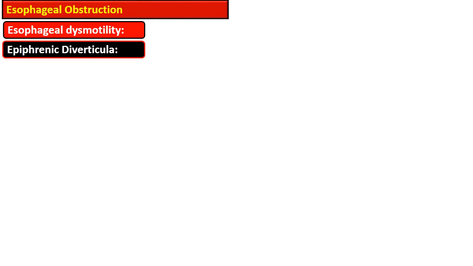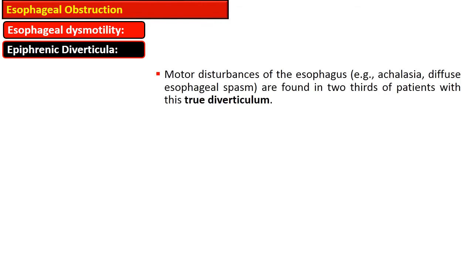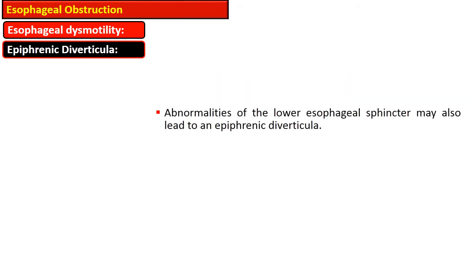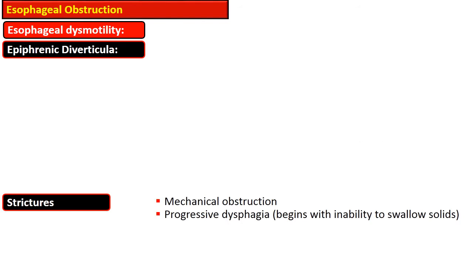The epiphrenic diverticula are located in the distal most 10 cm of the esophagus, usually above the diaphragm. The motor disturbances of the esophagus, such as achalasia and diffuse esophageal spasm, are found in two-thirds of the patients with this true diverticulum. Abnormalities of the lower esophageal sphincter may also lead to epiphrenic diverticular formation, and when symptomatic, surgery to correct the underlying motor abnormality, such as myotomy, is required.